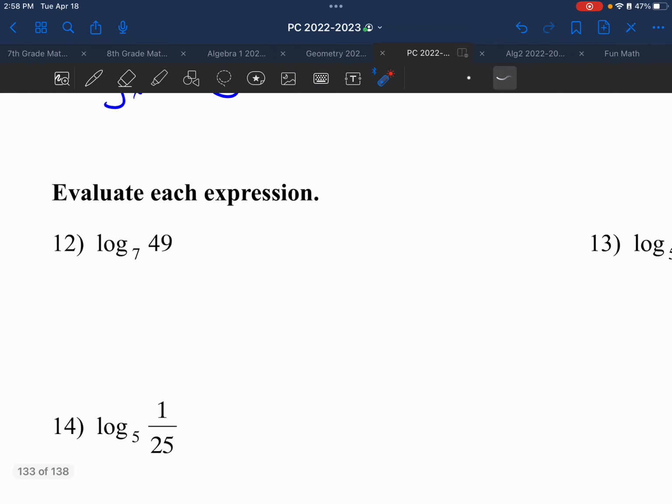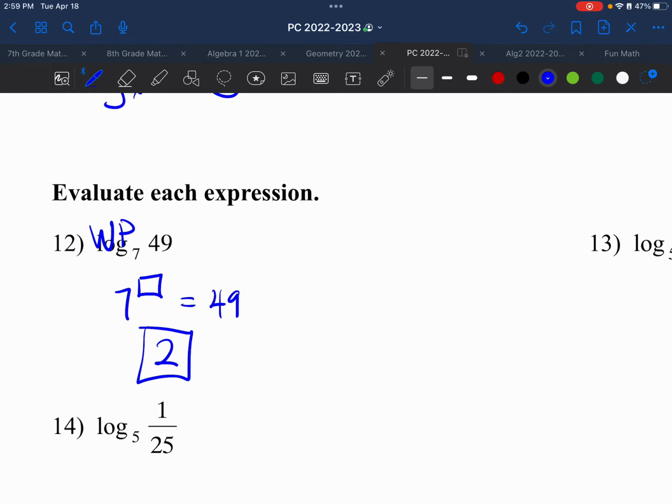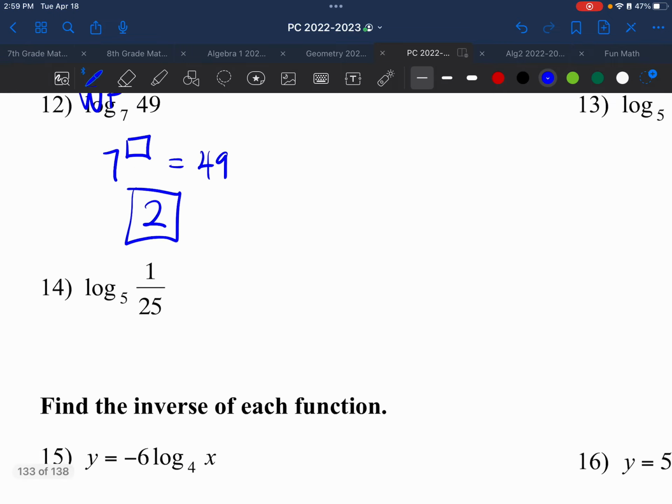Let's move on to number 12. Oh, I love these. Okay. And again, these are what power functions. So I'm going to write this in ink. I'm thinking, what power does 7 need to be raised to in order to get 49? I can even write it out in my notes. 7 to this box, fill the box. 7 to what power is 49? Well, that box has to be 2. 7 to the power of 2 is equal to 49.